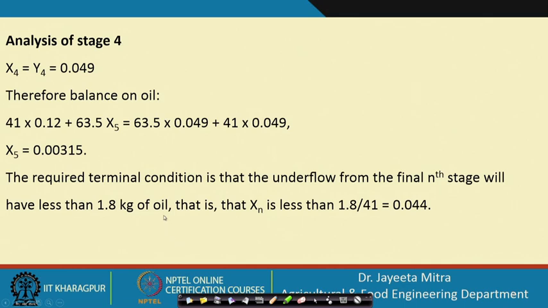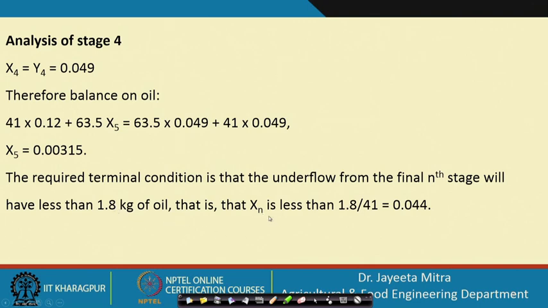So, 0.049, and therefore the balance on the oil, we will calculate in the same way, that is 41 into 0.12 plus 63.5 into x 5, that is equal to 63.5 into 0.049 plus 41 into 0.049. So, we are getting this much, 0.00315. Now, the required terminal condition is that the underflow from the final nth stage will have less than 1.8 kg of the oil, because 90% extraction should be done. So, less than 1.8 kg.